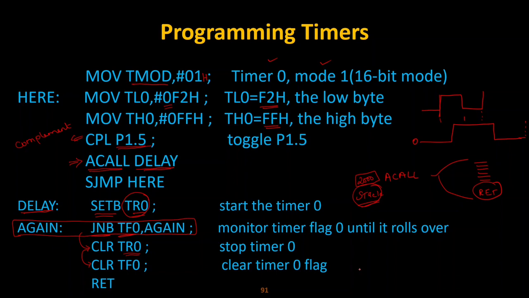The square wave should be continuous, right? Like this it should be there. So after completing this operation, it should go to the next cycle. If I want that, TR0 should be made 0 and TF0 should be made 0, and after that we can return the values.